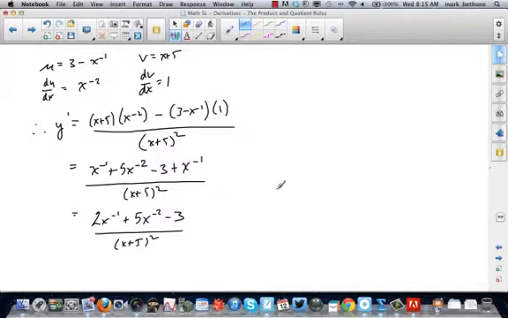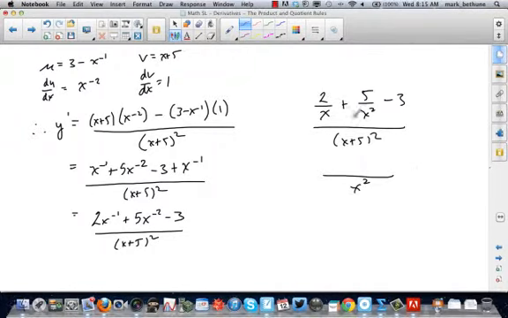Okay, at this point we could simplify and see if there are any common denominators on the top. So for example, the top is really 2 over x plus 5 over x squared minus 3, right, on the top, divided by x plus 5 squared. So we could have a denominator, let's say, of x squared on top, which would give me 2x plus 5 minus 3x squared, and that's all divided by x plus 5 squared.